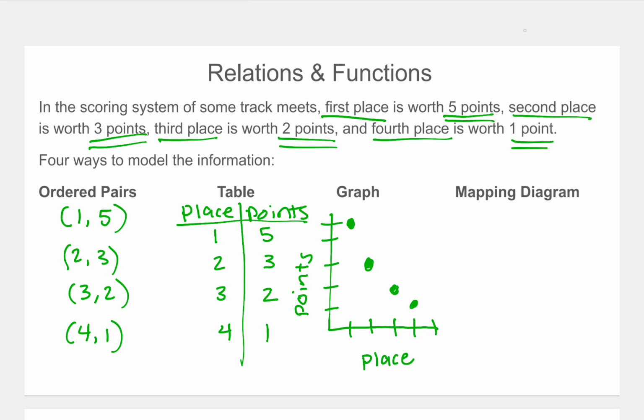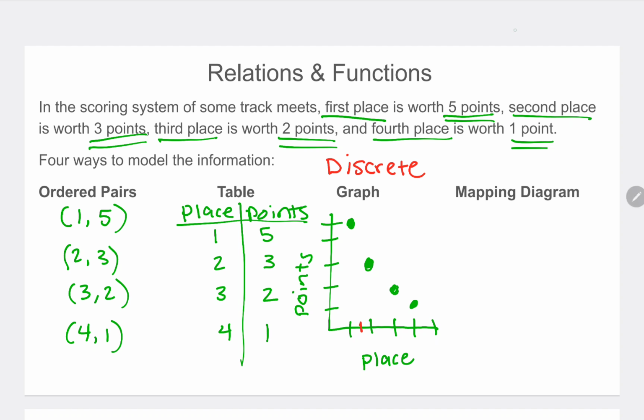In this case, this is what's called a discrete set of data. It's discrete because we want to leave our points as they are. We don't want to connect them because there's no such thing as 1.5 place. So I wouldn't want a line that connects first place to second place because up here at 1.5 place, that doesn't make sense. There's no 1.25 place. There's no 1.1 place. So it doesn't make sense to connect the points in this case. That's how you can tell if a function or a relation is discrete or continuous. In a continuous function, we would connect the points.